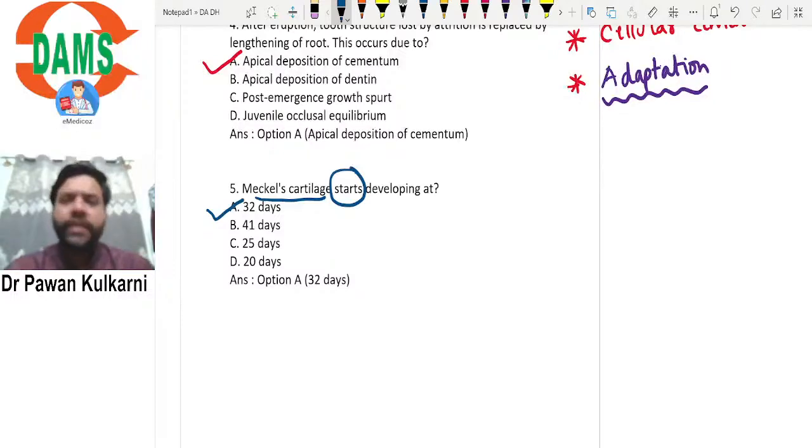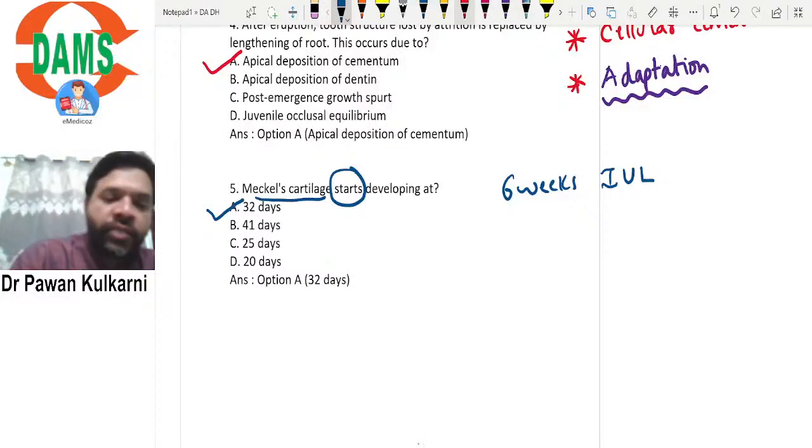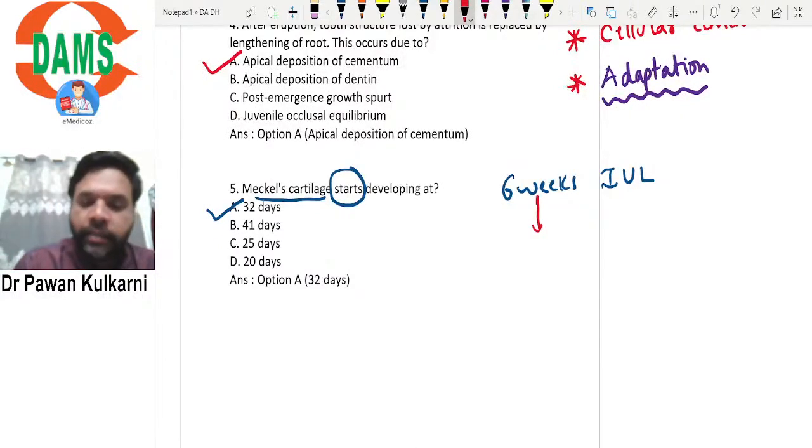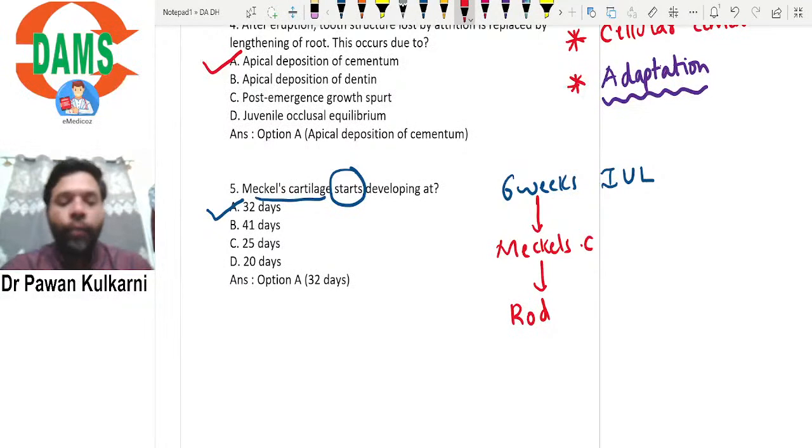By the next 2 weeks, that is almost by 6 weeks of intrauterine life, IUL, what happens is this Meckel's cartilage becomes a rod shaped structure. So it is no more just a small structure, it becomes rod like.